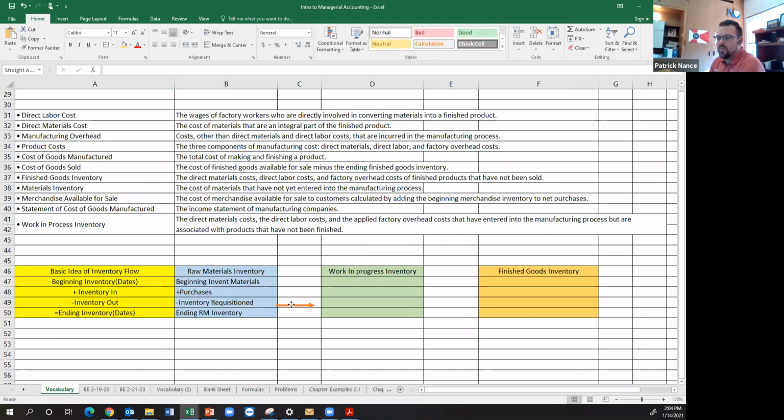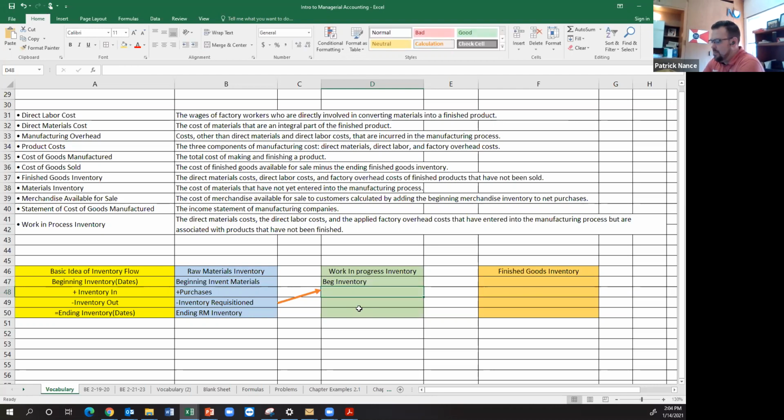So my inventory requisition would be my materials that go into my work in process. My work in process is inventory that has begun the manufacturing process, but has not been completed yet. So this would be my half-built pieces of furniture: my half-built dresser, my half-built sofa, my half-built items. So beginning inventory wouldn't be complete, but it is beginning inventory that is in progress.